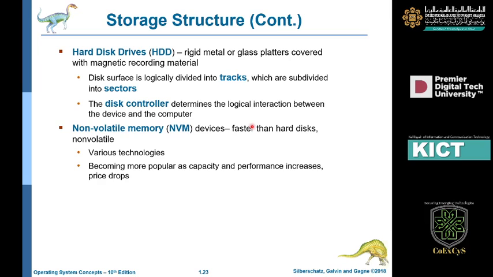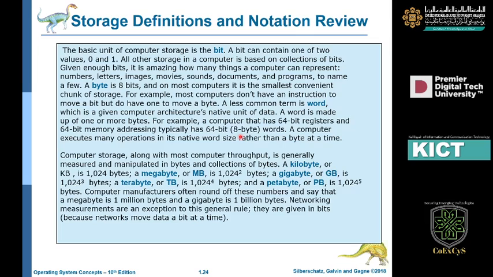When we're talking about a hard disk, the disk surface is logically divided into tracks, which are divided into sectors. The disk is a rigid metal or glass platter that contains some kind of magnetic recording material. Within that, it is broken down into specific tracks and sectors, and the disk controller determines logically how to interact between the device and the computer.